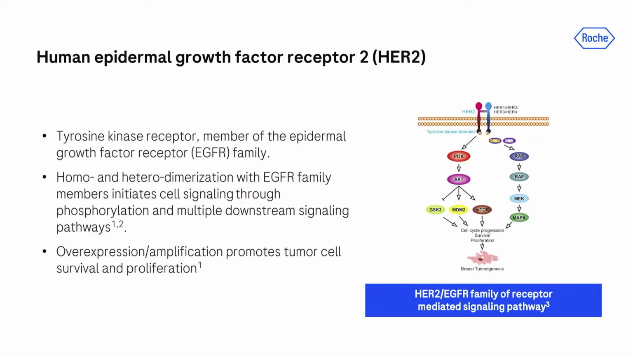So just to recap from Prof. Syed's presentation, HER2, as we know, is a tyrosine kinase receptor. It's a member of the epidermal growth factor receptor family. And basically, it works through homo and heterodimerization with EGFR family members to initiate cell signaling through phosphorylation and then multiple downstream signaling pathways, which ultimately result in cell cycle progression, proliferation, and breast tumorigenesis, okay? So overexpression or amplification will promote tumor cell survival and proliferation.